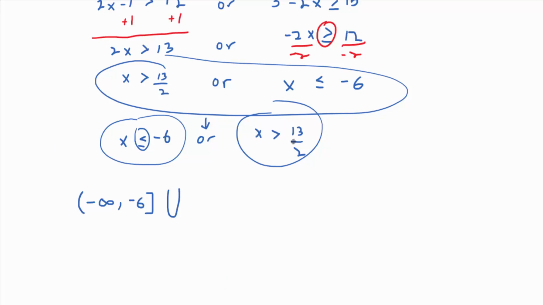And then what does x is greater than 13/2 look like as an interval? What's the smallest it ever tries to get to? 13/2, right? And then how big does it get, or try to get to? Infinity. What kind of symbol around the 13/2? Strict greater than, so parenthesis, and then parenthesis around the infinity as always. So that's your answer.